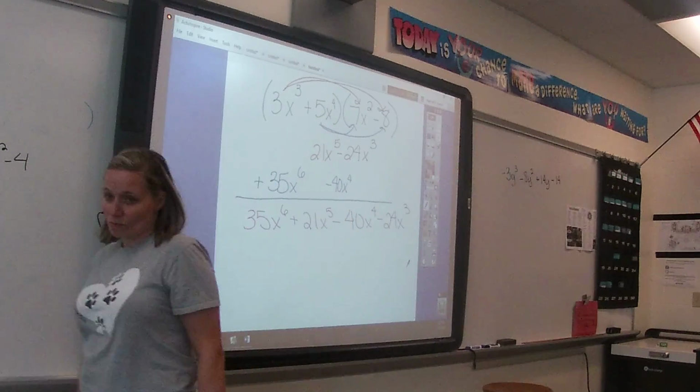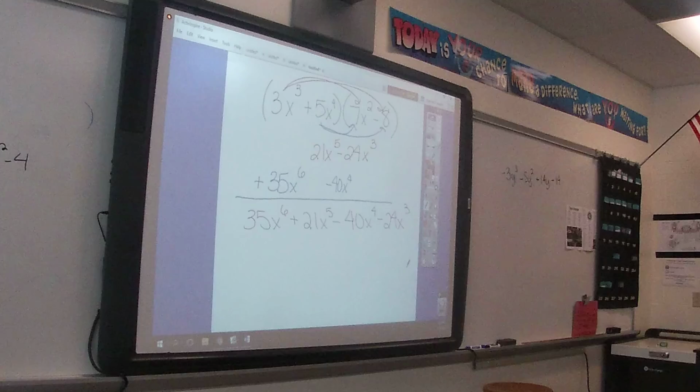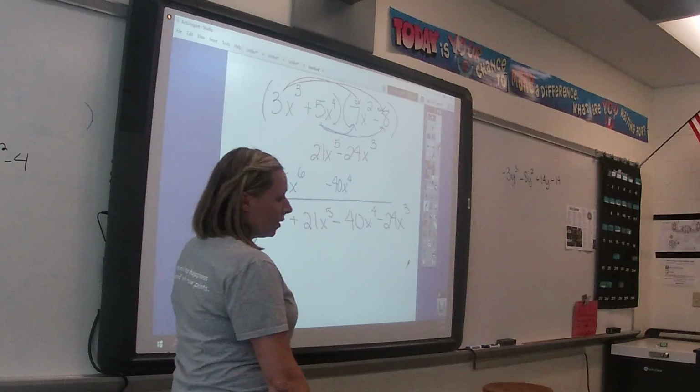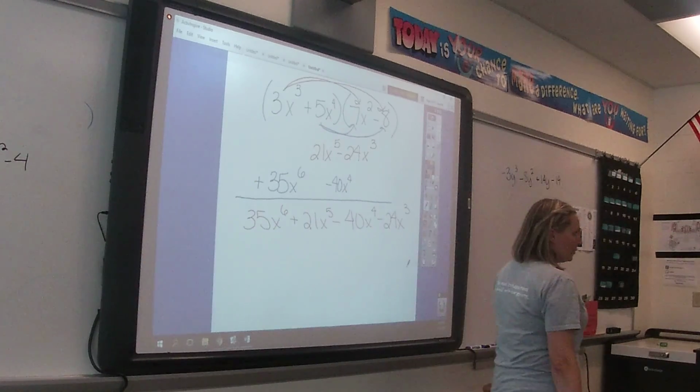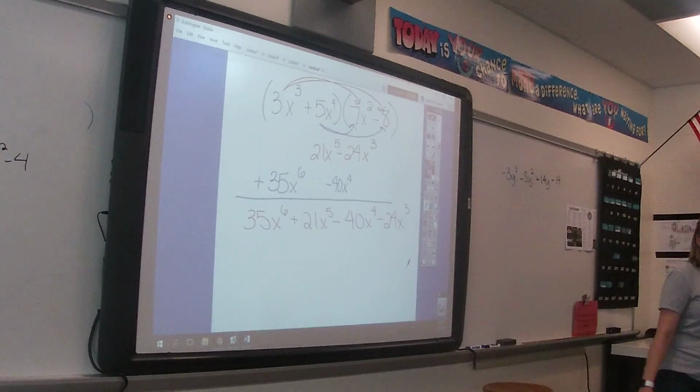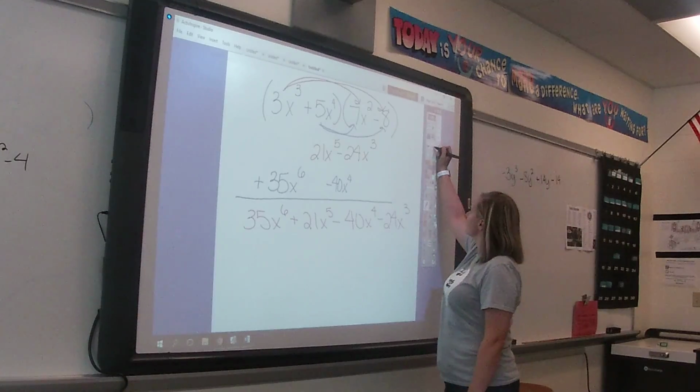Oh, see, I try to put it in order of the exponents. I guess I did that wrong. That is a long answer. That can get pretty annoying. That's 5 binomials.